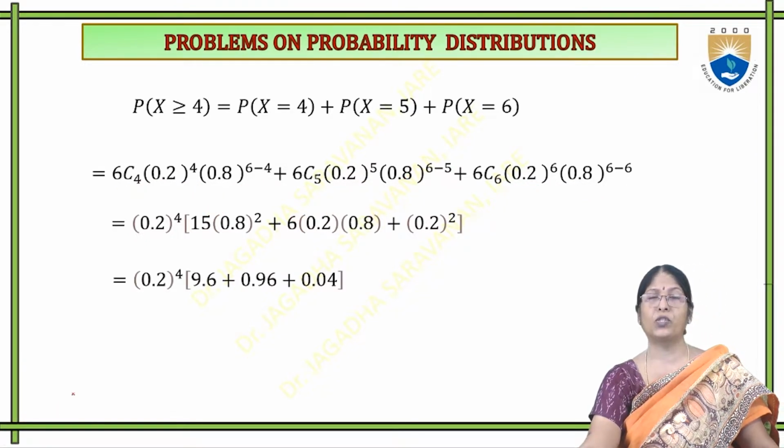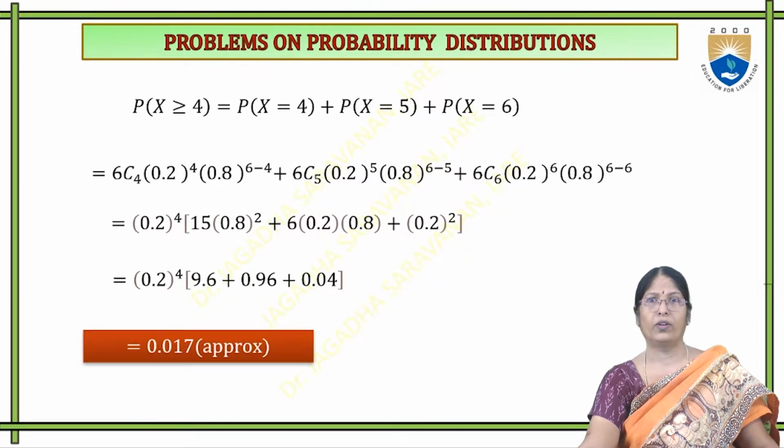So the simplification we have done is 0.2 to the power 4 common. The first term 9.6, the second one 0.96, and the third one is 0.04. Approximately we obtained the result 0.017. So we can see it very carefully: the star indicates x is greater than or equal to 4, the condition being 4, 5, 6.